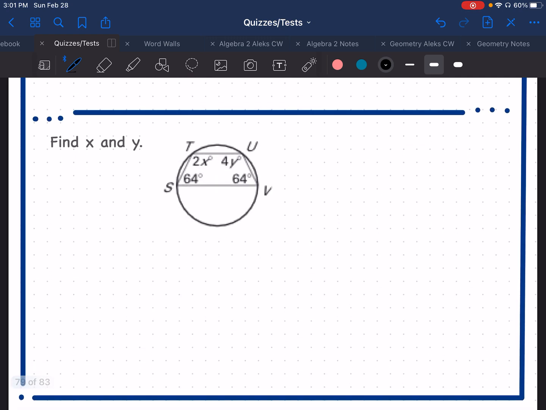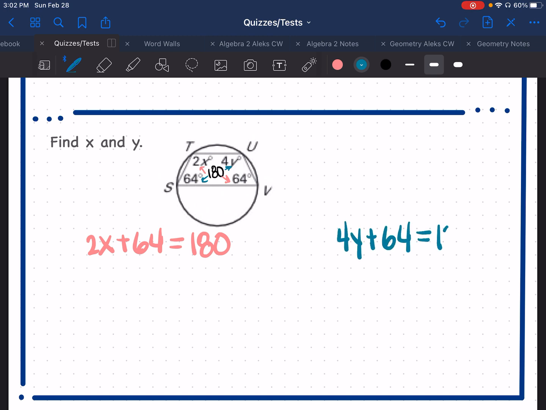Oh, this one. There's a quadrilateral inscribed inside a circle. And what the theorem said is that opposite angles add to 180 degrees. Let me make my pen a little bit smaller. But I know that 2x plus 64 has to equal 180 degrees. I also know that the 4y and the 64 have to equal 180 degrees.